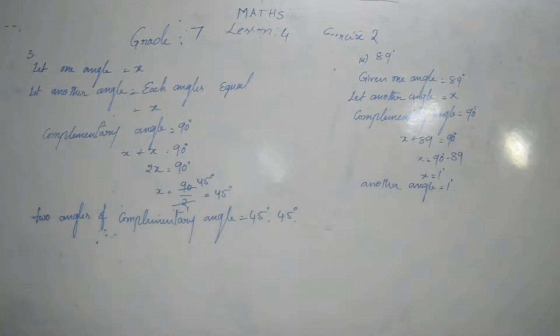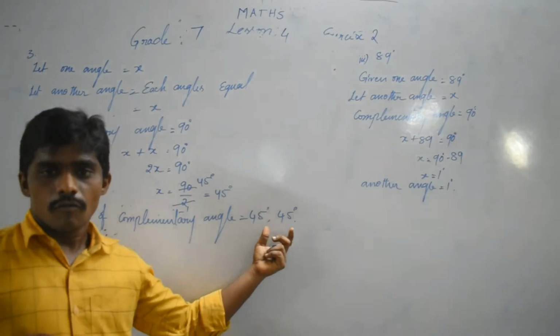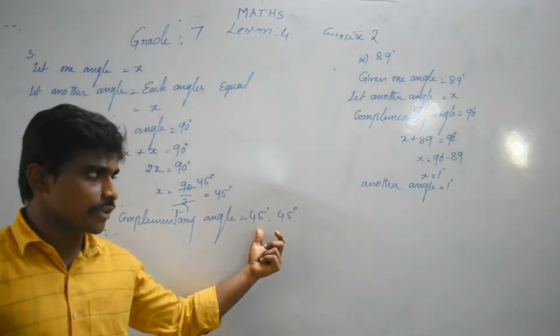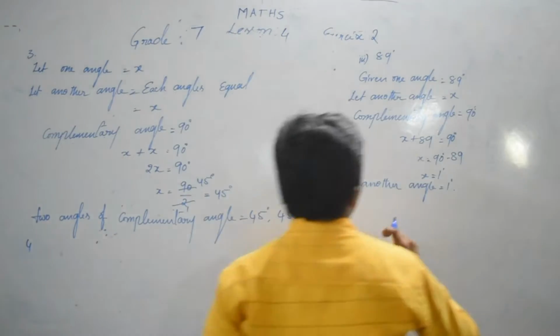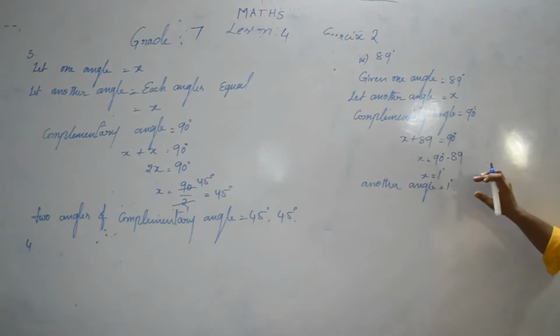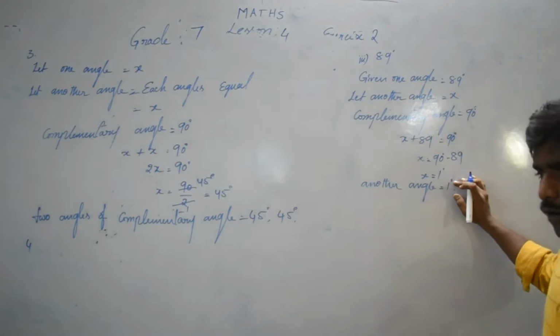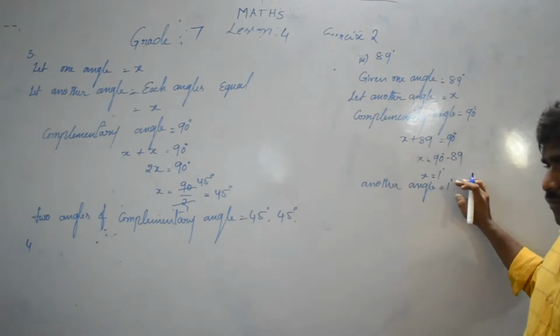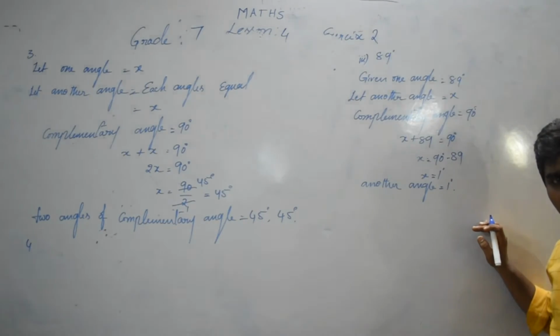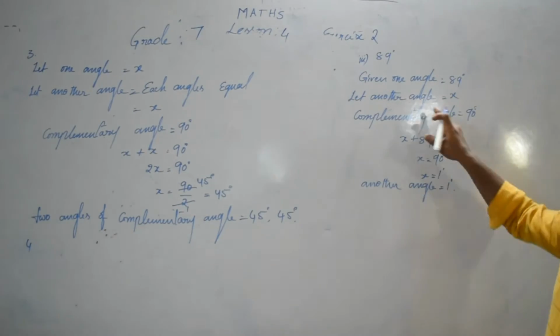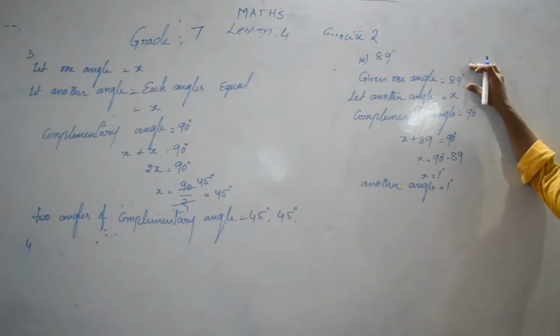So next problem, Manasa says each angle in a pair of complementary angles is always acute. Do you agree? Give reason. Here see, complementary angles, 45 is an acute angle. 89 is an acute angle. 1 is an acute angle. So in complementary angles, the smallest angle can be 1 degree and the highest angle can be 89 degrees.